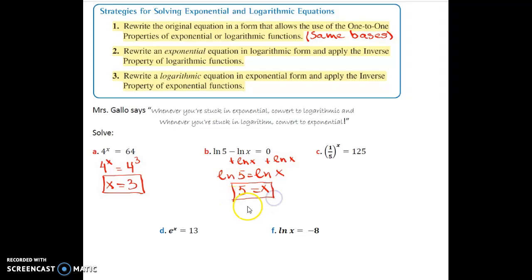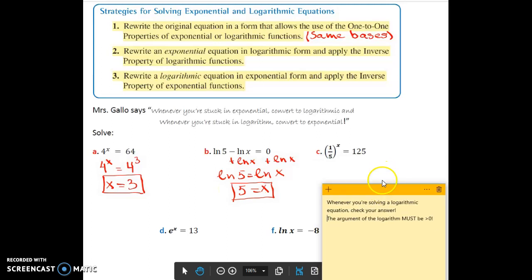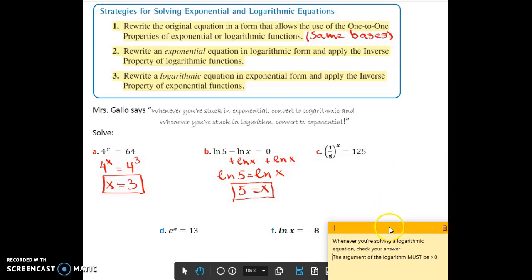Now, one thing that you have to be careful with, whenever you're solving logarithmic equations, you have to check your answer. I want you to please add this little note to your notes. Whenever you're solving a logarithmic equation, check your answer. The argument of the logarithm must be greater than 0. In our case, we have an x inside of a logarithm. Our condition is that x must be greater than 0. Well, the answer that we found is indeed greater than 0, so yes, this here is a valid answer.